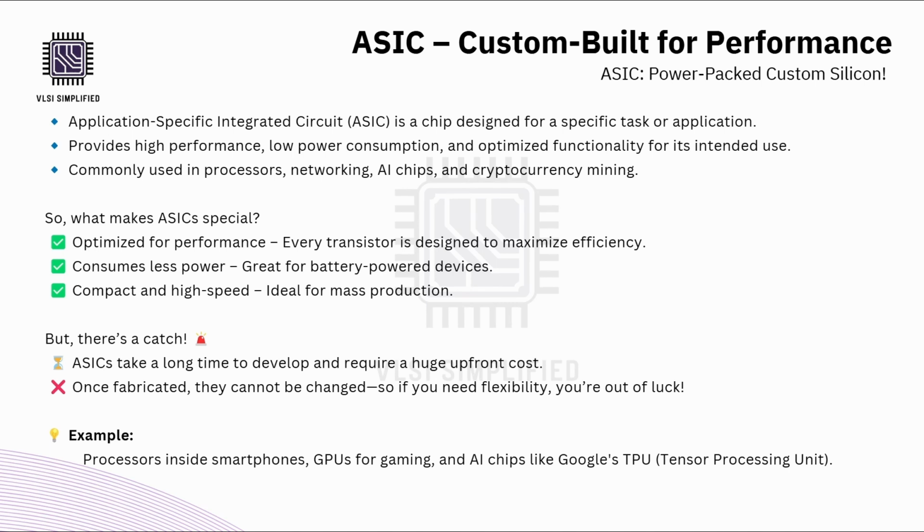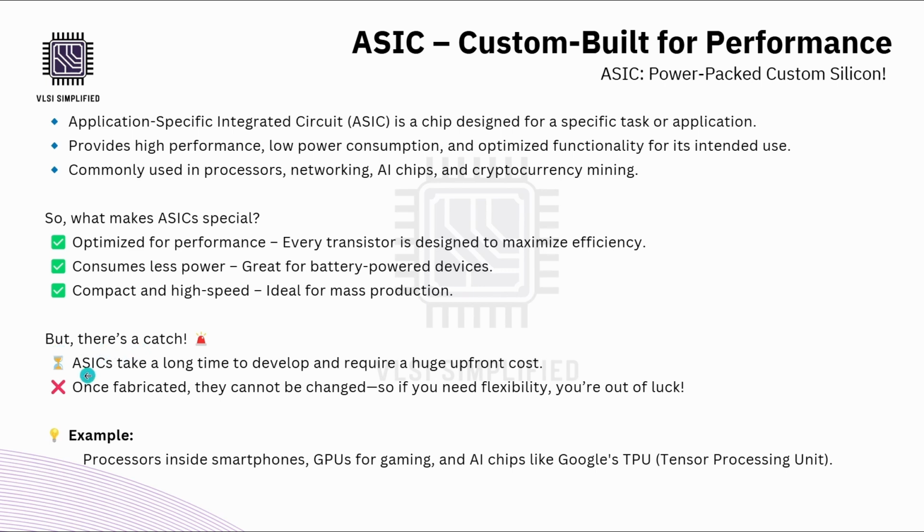Let's start with ASIC, or application specific integrated circuits. ASICs are precision engineered machines built specifically for a task. Once designed, they cannot be modified, but their speed and efficiency make them the go-to choice for high performance applications. So, what makes ASIC special? They are optimized for performance. Every transistor is designed to maximize efficiency. They consume less power, so they're great for battery powered devices. They are compact and high speed, so ideal for mass production.